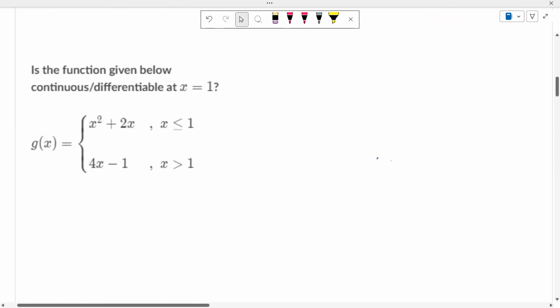Is this function continuous and differentiable at 1? Is it continuous at 1? How do we figure out if it's continuous? Plug in 1. Up here, if we plug in 1, we get 1 plus 2, which is 3. Down here, if we plug in 1, we get 4 minus 1, which is 3. Is it continuous? Yes. Is it differentiable?